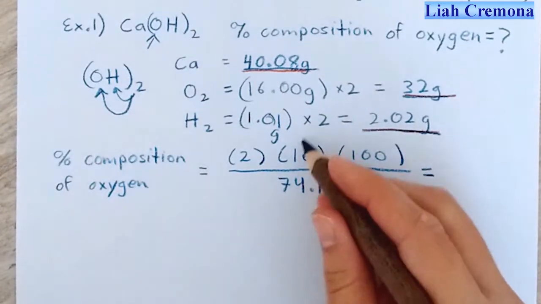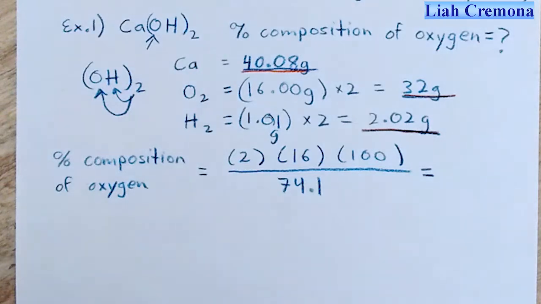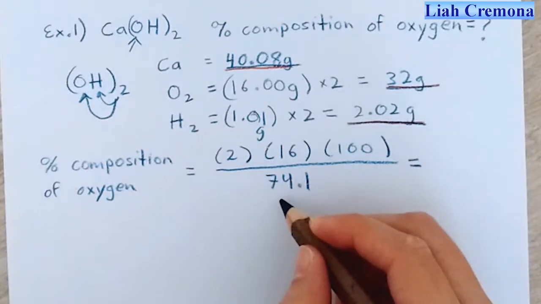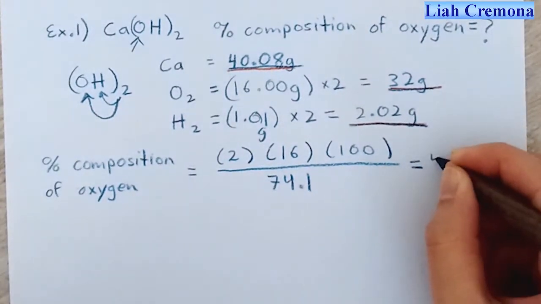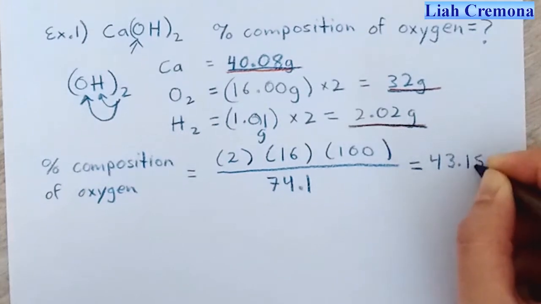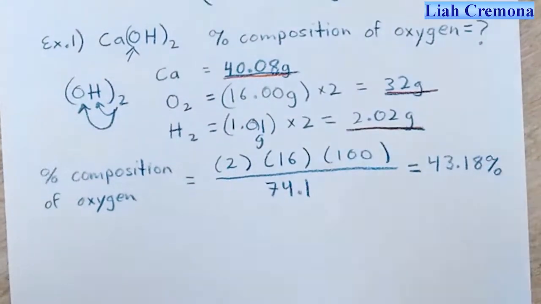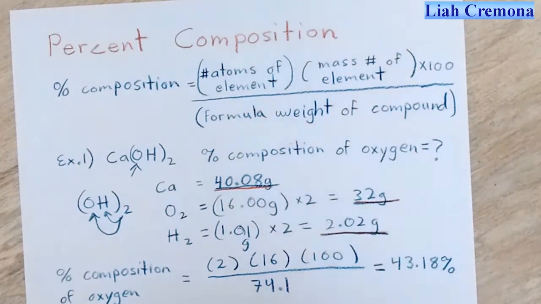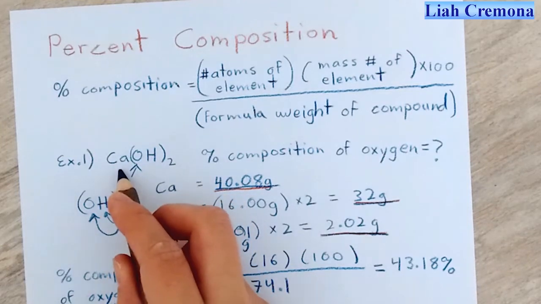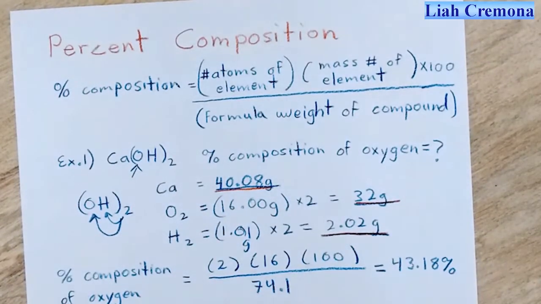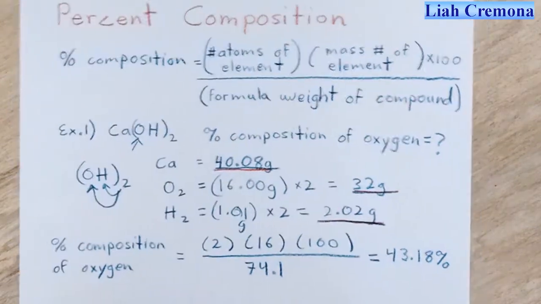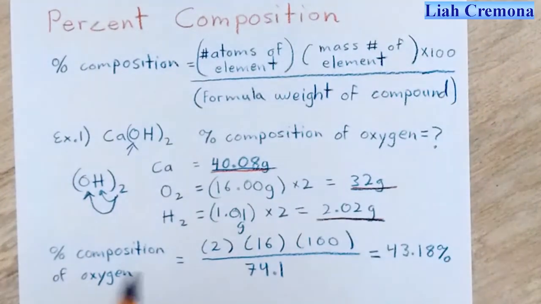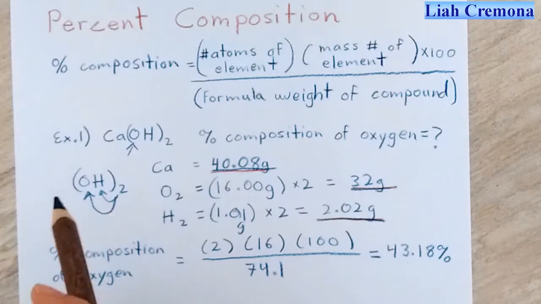Now we solve this whole fraction. 2 times 16 times 100, all divided by 74.1, is 43.18%. So we know here that oxygen makes up 43.18% in the compound calcium hydroxide. So basically here we're just finding from the masses the percent that the element takes up.